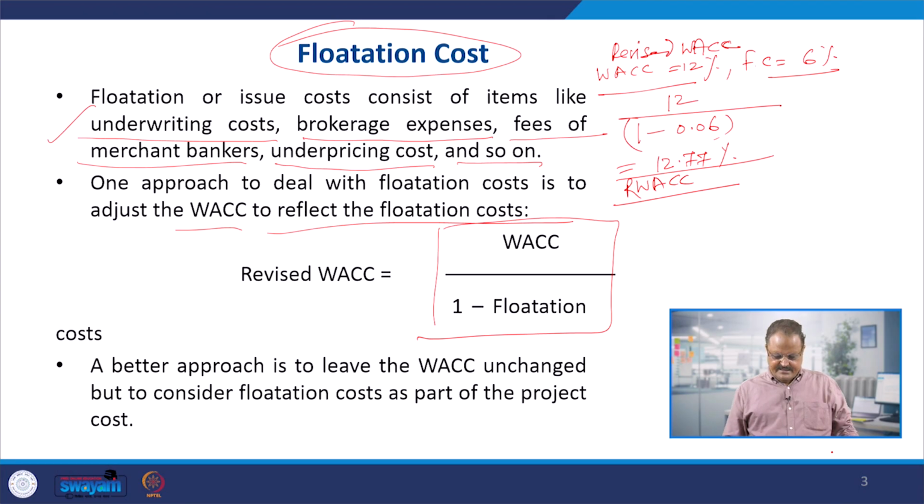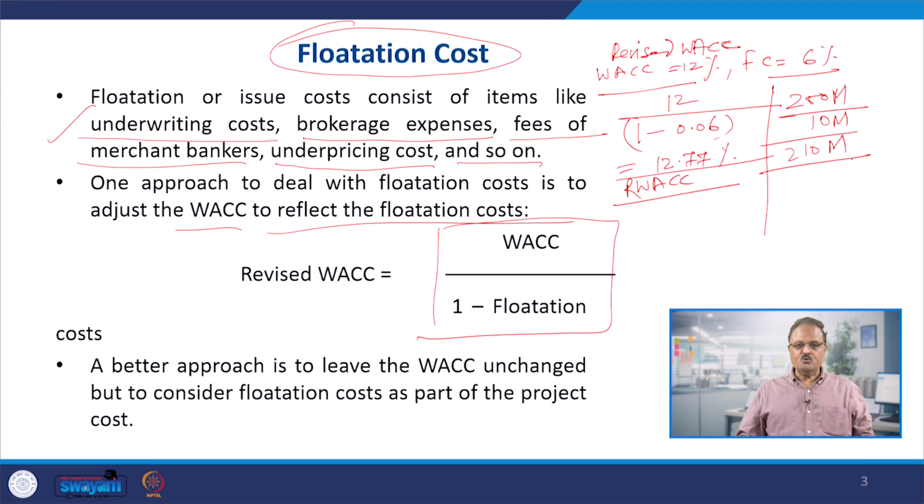That other way is something we are going to discuss now: you have to include this flotation cost, not in the weighted average cost of capital, but in the project cost or the total investment requirement of the project. For example, your investment requirement in the project is 200 million, and the flotation cost is going to be 10 million. So your total investment requirement should be 210 million, not 200 million, because out of this, 10 million will be paid as the flotation cost of the funds from different sources, and we will be left with the 200 million. So that can be the right way.